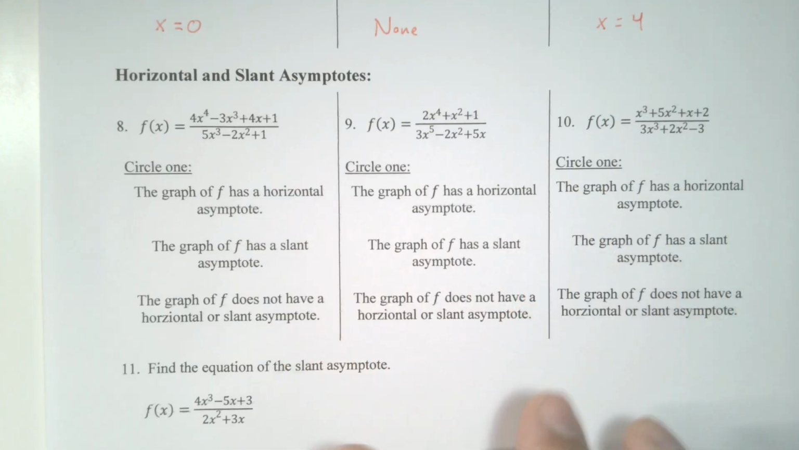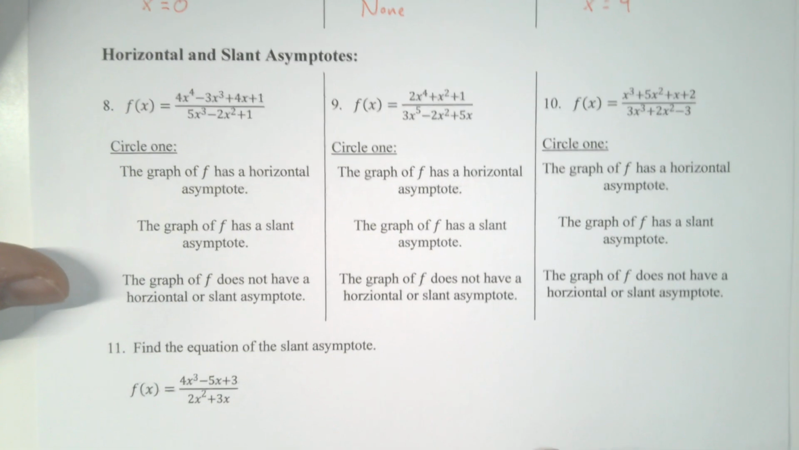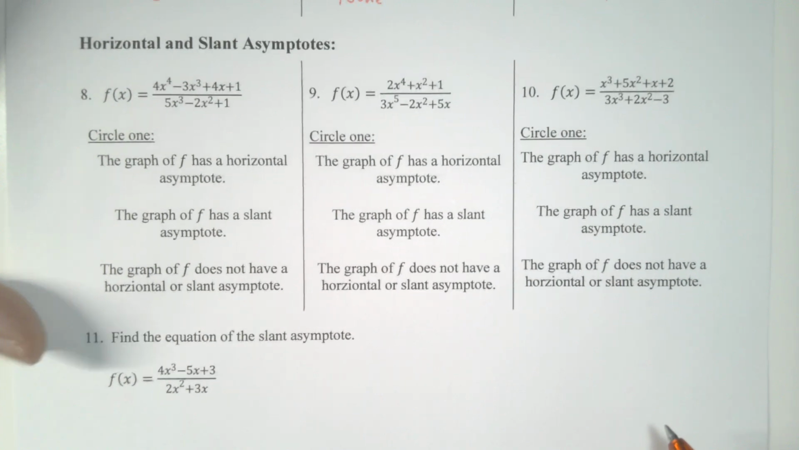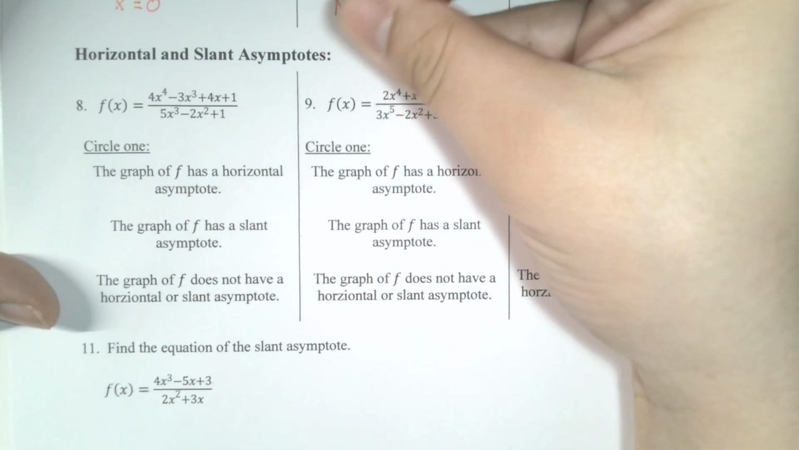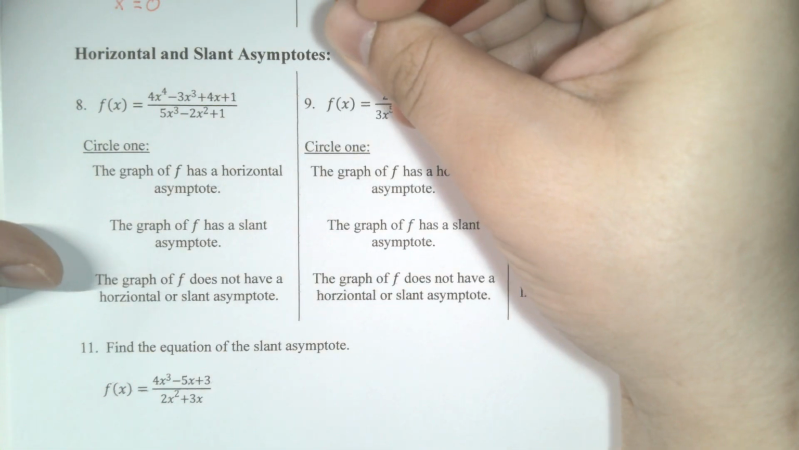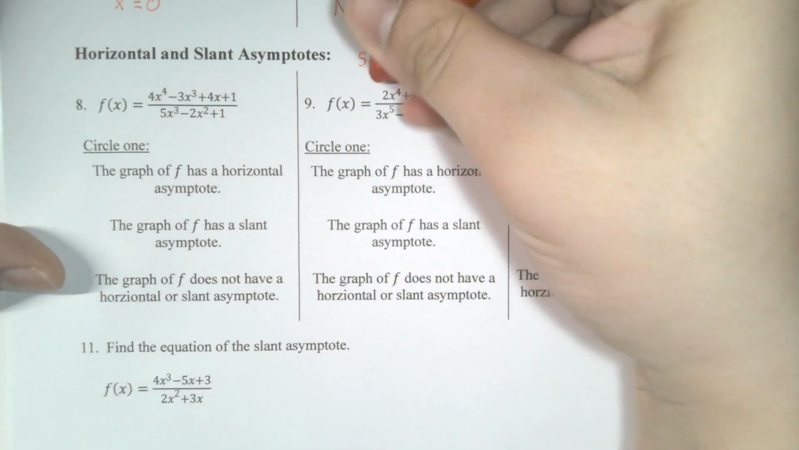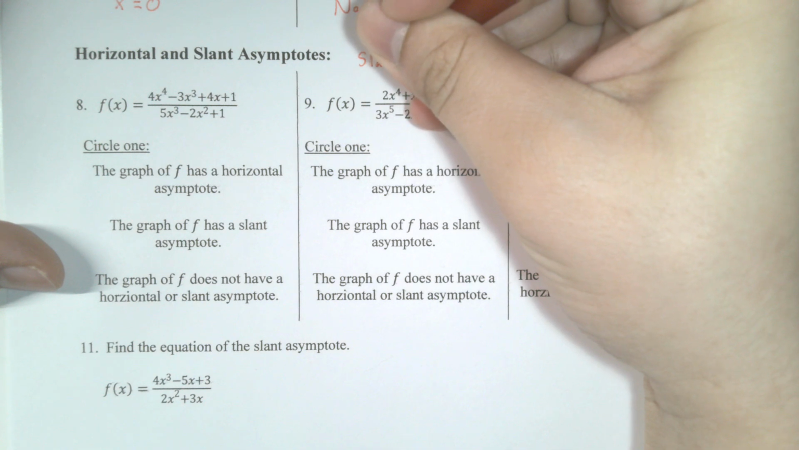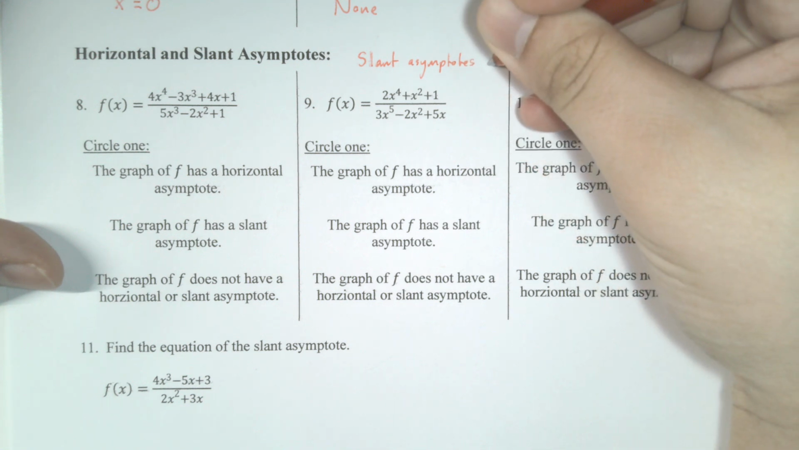All right. Now moving on to 8 through 10. So identifying horizontal asymptotes or slant asymptotes. How we do that is we have to evaluate the degrees. If the degree of the top, so I guess piggybacking off of what I mentioned earlier about the horizontal asymptotes, we have a slant asymptote.